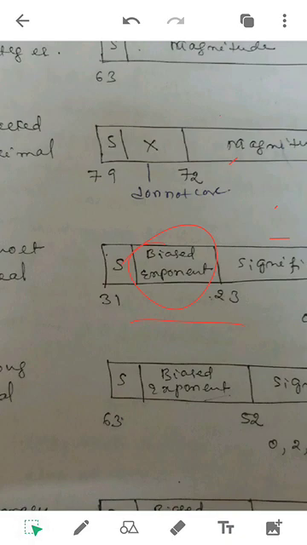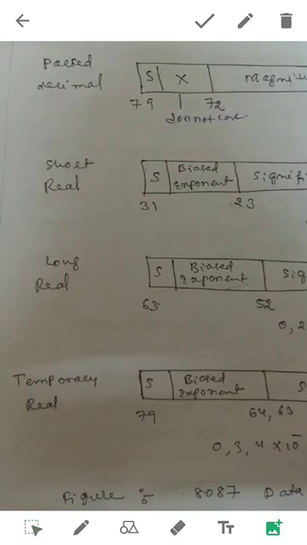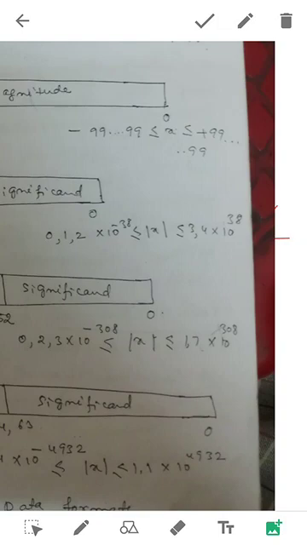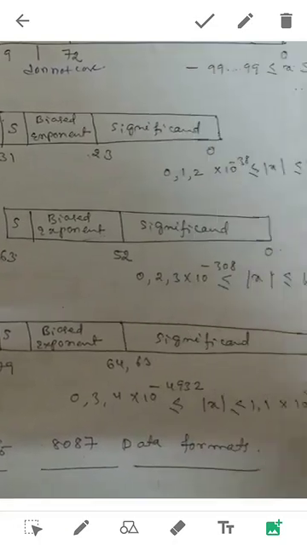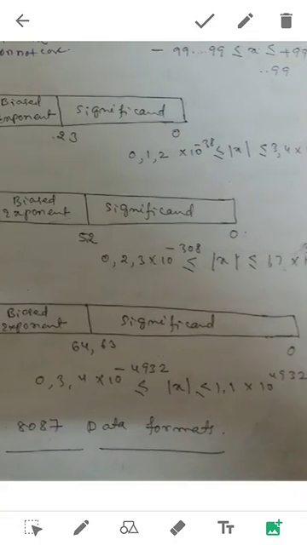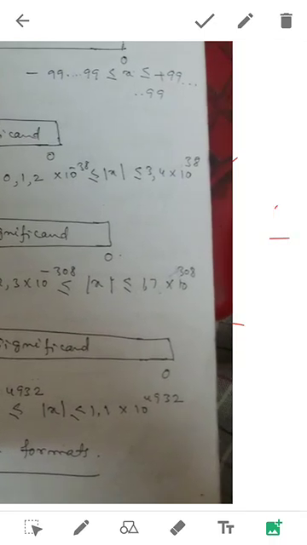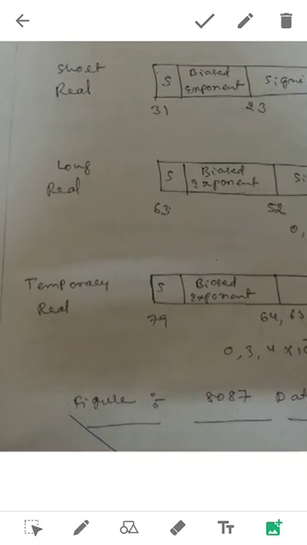Here you can see the different real numbers. Short real 0 to 31 supports the range 1.2 times 10 to the power of minus 38 to 3.4 times 10 to the power of plus 38. So these are the ranges. And the long real is 0 to 63, with range 2.3 times 10 to the power of minus 308 to 1.7 times 10 to the power of plus 308. So this much range is supported by long real.